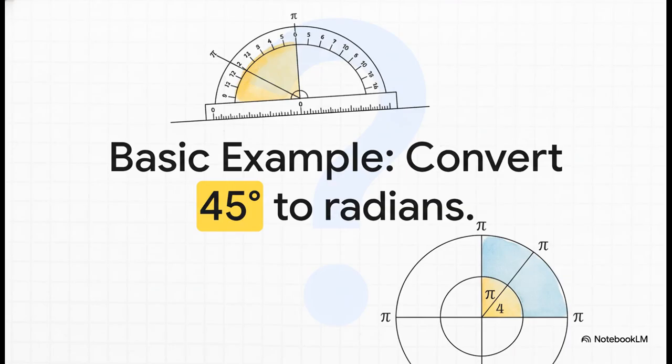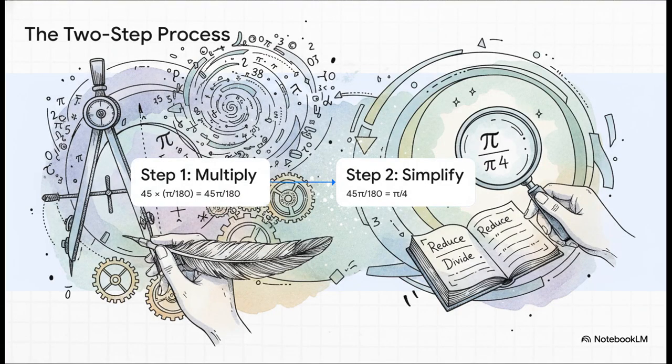Okay, let's start with a total classic, an angle you see all the time in trigonometry, 45 degrees. How do we say that in the language of radians? It's always the same two steps. It's that simple. First, we multiply. We take our 45 degrees and multiply by our magic fraction, pi over 180. Bam, we get 45 pi over 180.